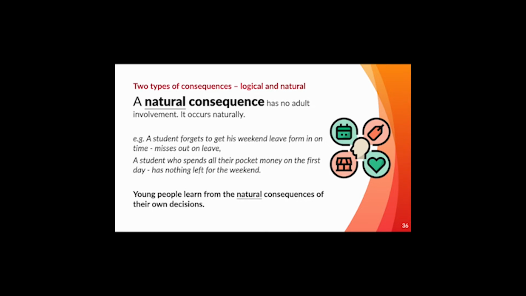A natural consequence has no adult involvement, it occurs naturally. So a student forgets to take his weekend leave form in, so he misses out on leave. No adult caused that. It was caused because he didn't put his form in on time. A student spends all his pocket money on the first day and he's got nothing left for the weekend. And so we need to let young people learn from those natural consequences, not protect them from those consequences.